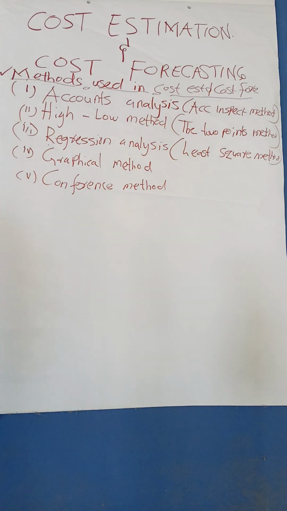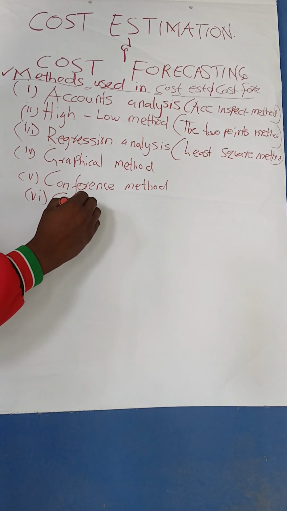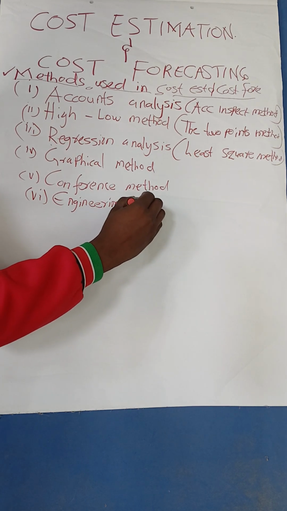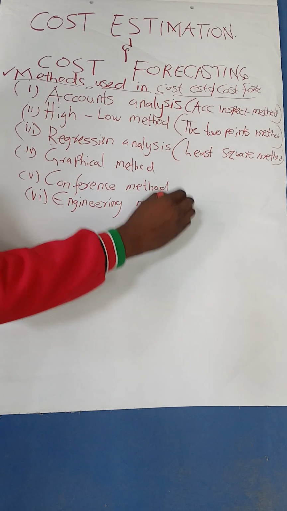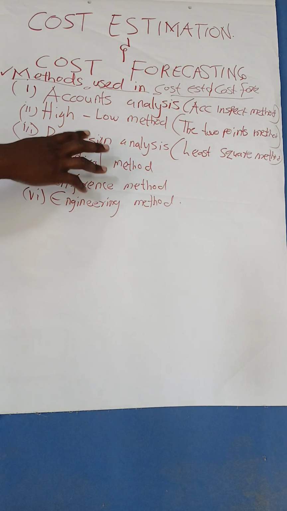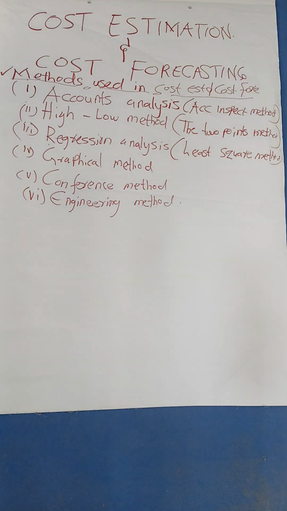Conference method. Then the last one we can refer to is called the engineering method. Good. So these are methods that are used in cost estimation and cost forecasting.